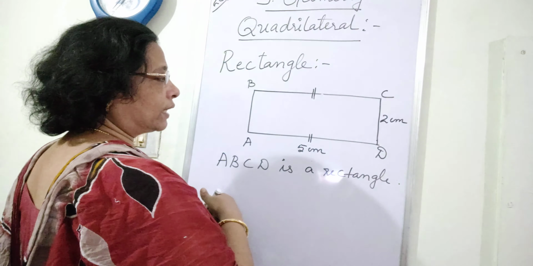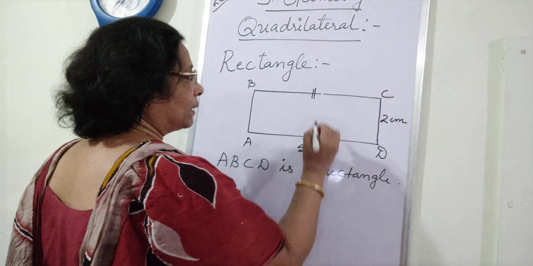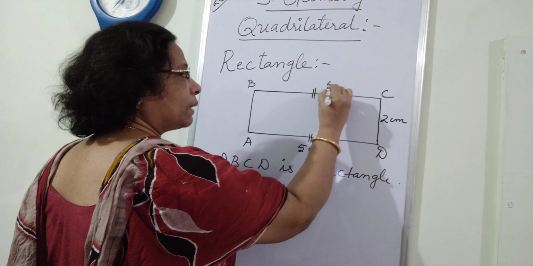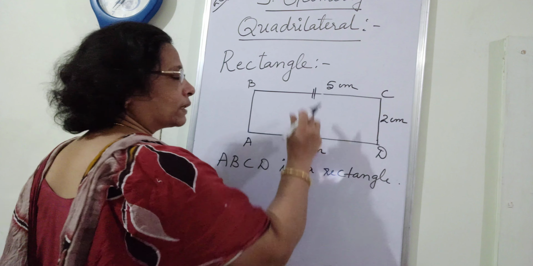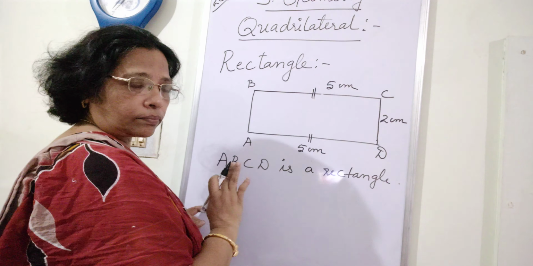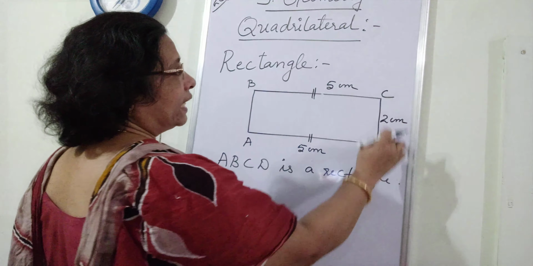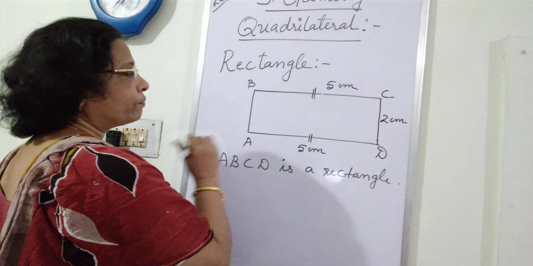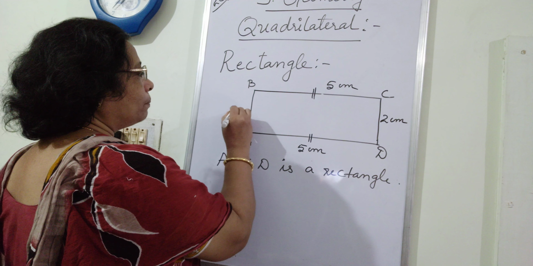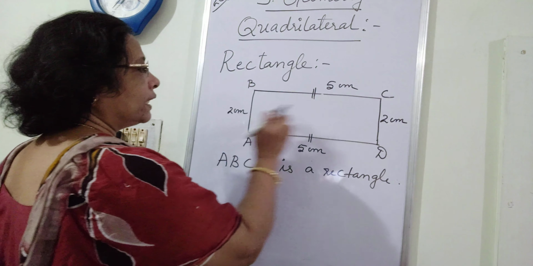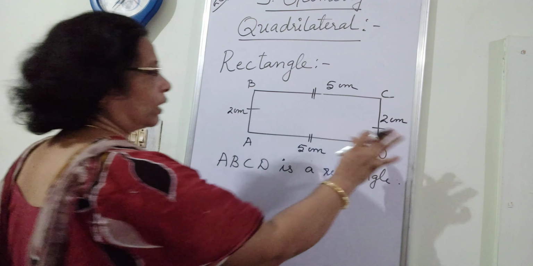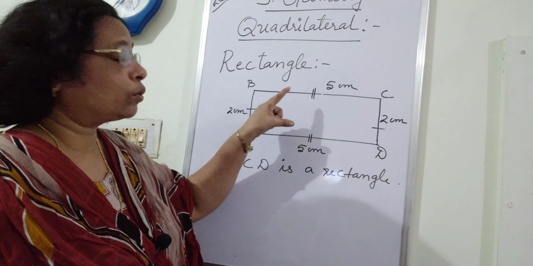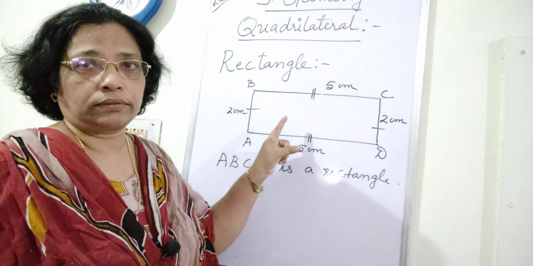Opposite sides are equal. This side AD is 5 centimeter. So BC is also the opposite side. How much is it? 5 centimeter, because opposite sides are equal. Okay, and this DC is 2 centimeter. So what is the measurement of AB? This is also equal. How much will come? 2 centimeter, because these two sides are equal and these two sides are equal. That is, opposite sides are equal in a rectangle.